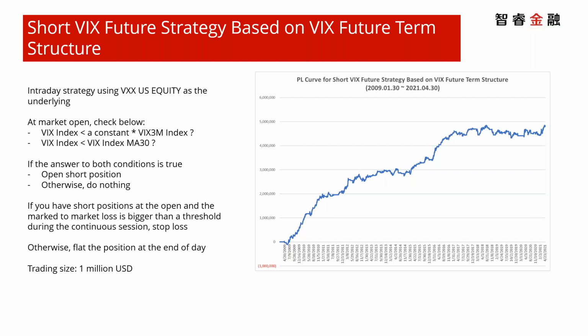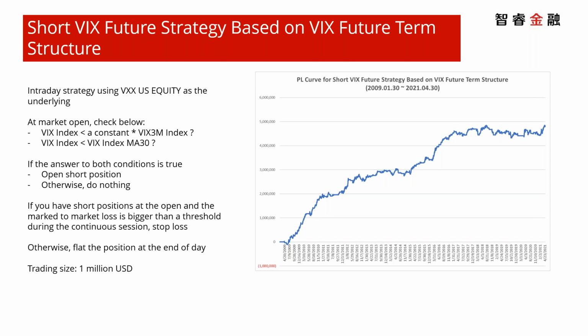VIX 3 months is like a medium term version of the VIX index. The second question is whether the VIX index is lower than a 30-day moving average of the VIX index. If the answer to both conditions is true, we open a short position at open, and otherwise we do nothing. And once you have a short position, if the mark-to-market loss is bigger than a threshold during the continuous session, you stop loss. Otherwise, you flatten the position at the end of the day.